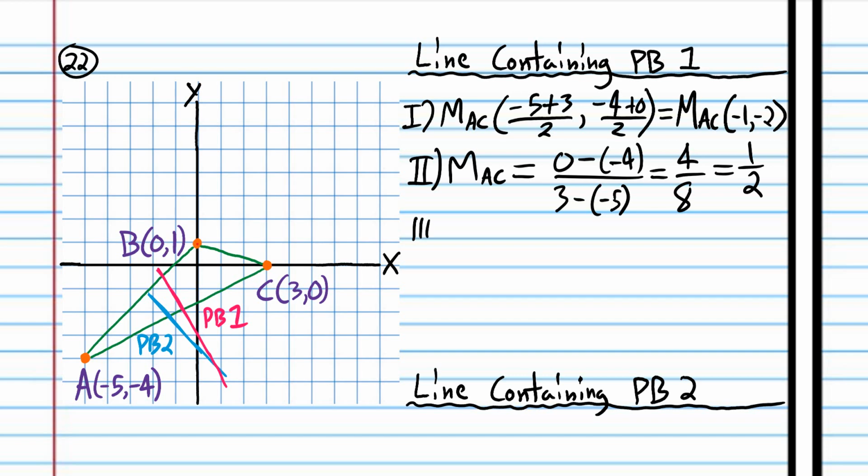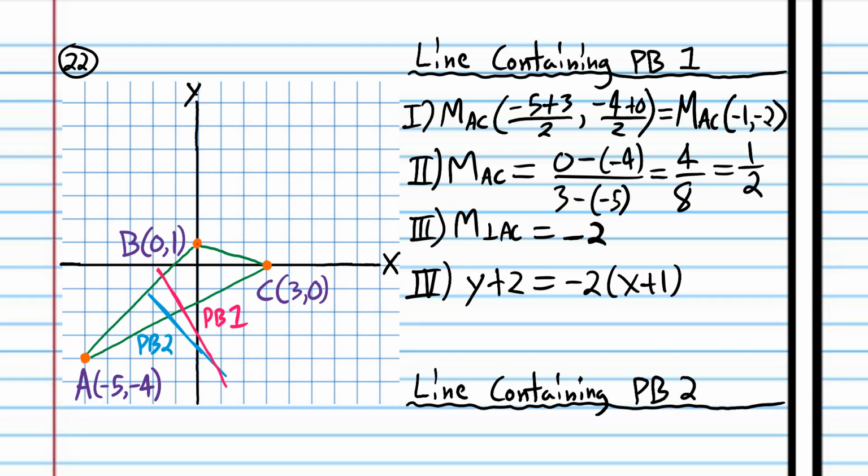And now we want to find the slope we're actually looking for, which is the slope of the line perpendicular to AC. So that equals the negative reciprocal. So we just flip 1/2, it becomes 2, and we change it to a negative. And finally, we can write the equation of the line we're looking for using the midpoint we found. We have y plus 2 is equal to the slope we just found times x plus 1. So that's the equation of the line containing perpendicular bisector 1.